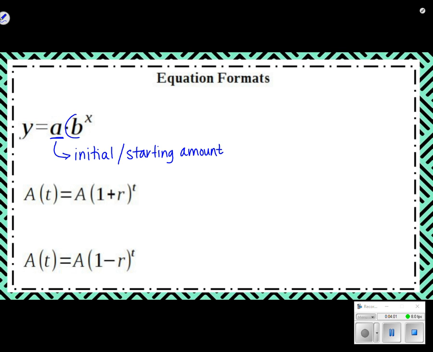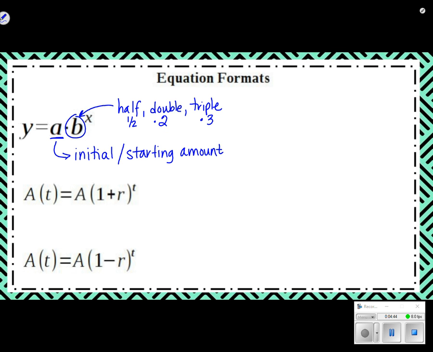So the thing with b, we're going to use this setup if we're given words like half or double or triple. If they say, hey, you have a population of otters, and it starts with this amount, and it is doubling every year, you are going to go to this y equals a times b to the x, and double means we're multiplying by 2, so b should be 2. Triple means multiply by 3. Half means multiply by half, right? Cut in half. So it depends on the wording of the situation which format you use.